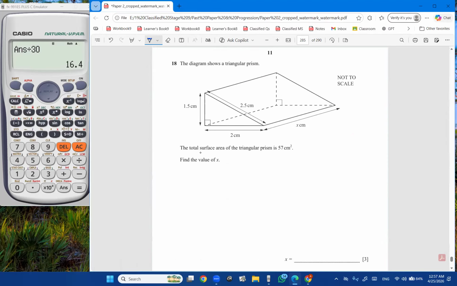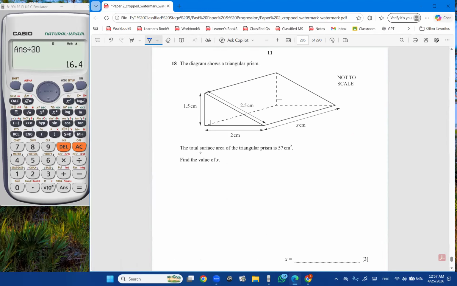They're telling you that the total surface area of this triangular prism is 57 centimeters squared, and they're requesting that you find the value of x. So let's do this. Finding the surface area, I'm going to write it at the end, equals 57. This is the surface area that they have given us.